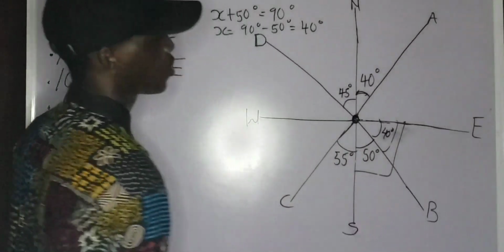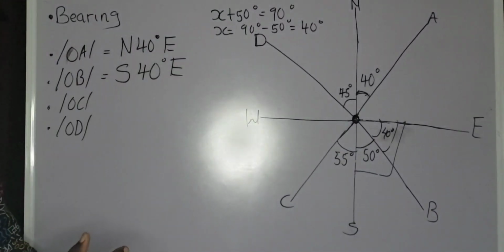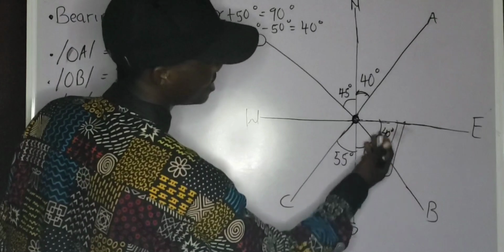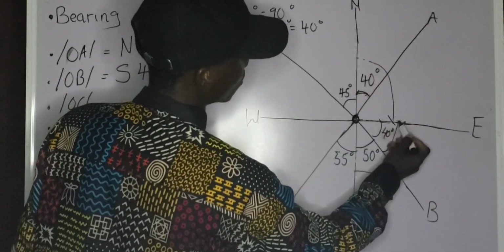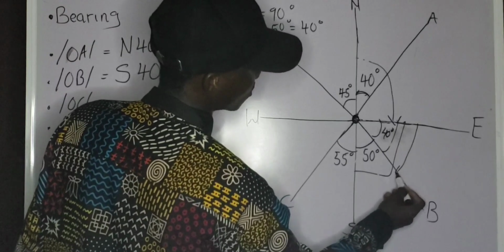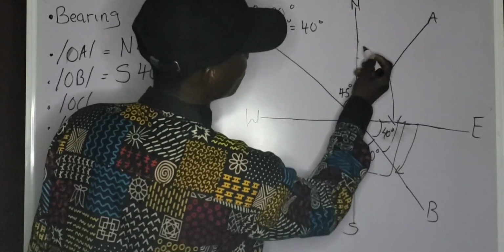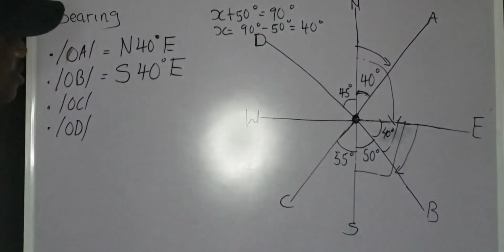40 degree. Because the angle is resting, we also measure bearing in the clockwise direction. The angle which line OB makes with the meridian is 40 degree. The angle between here and here is 40 degree. The angle between here and here is 40 degree. Do you understand? Okay, now let us proceed.